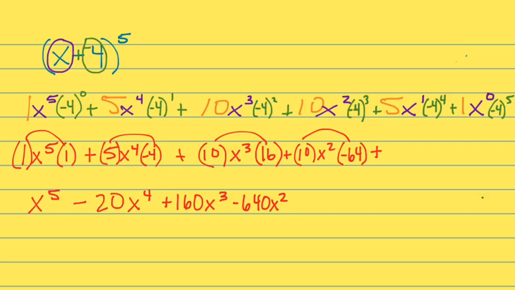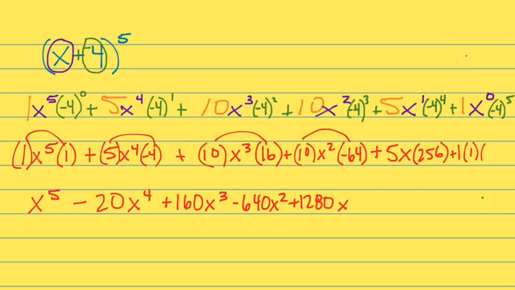All right, we're on the next term, 5x, negative 4 to the 4th. So 4 to the 4th power, 4 times 4 times 4 times 4, is 256. So if negative 4 to the 4th power is positive 256, 256 times 5 gives me 1,280. Wow, that's a big number. 1,280 x.